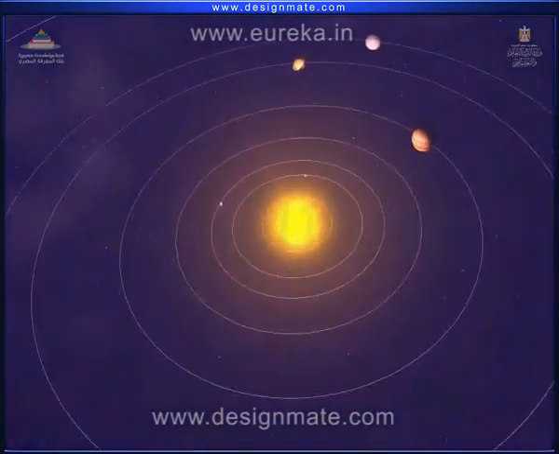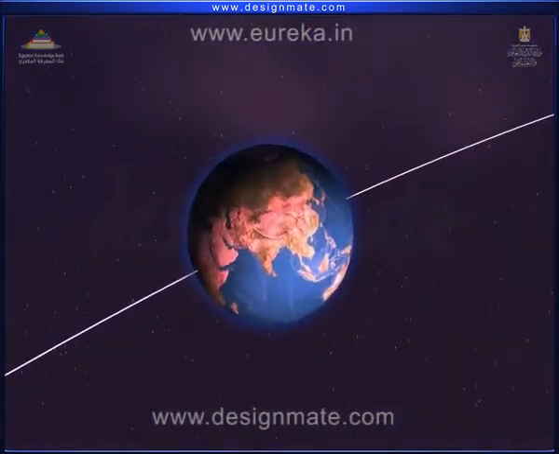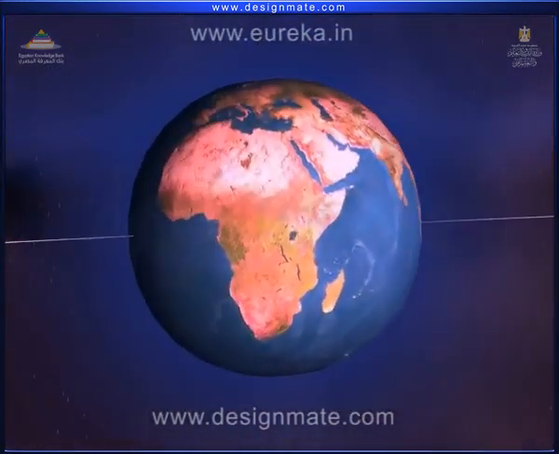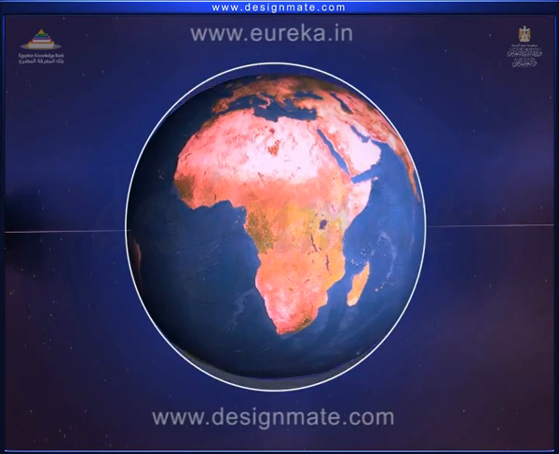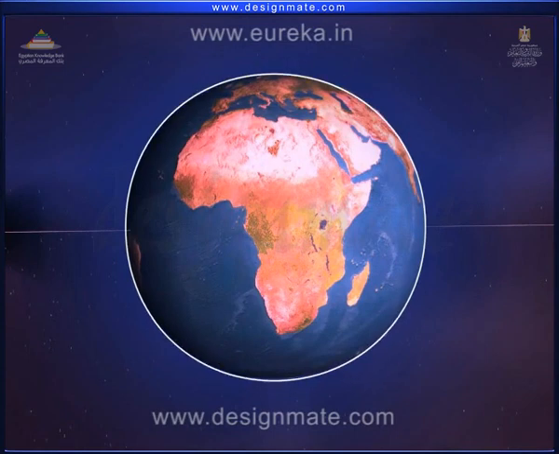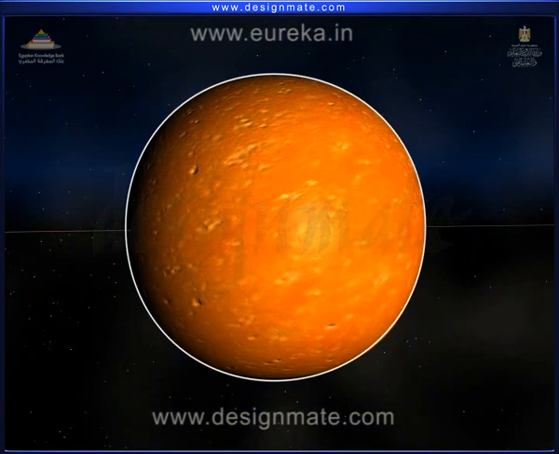Our Earth is also a heavenly object of the universe. Earth is shaped like a sphere, but the surface at its top and bottom are slightly flat. So we can say that Earth is like an orange in shape.